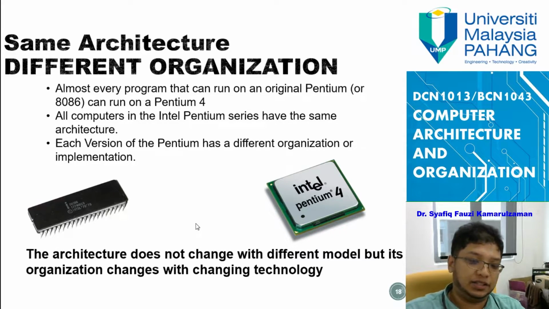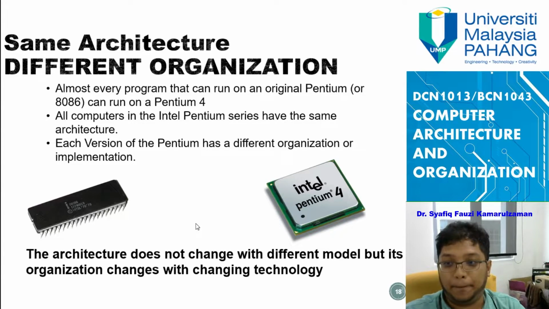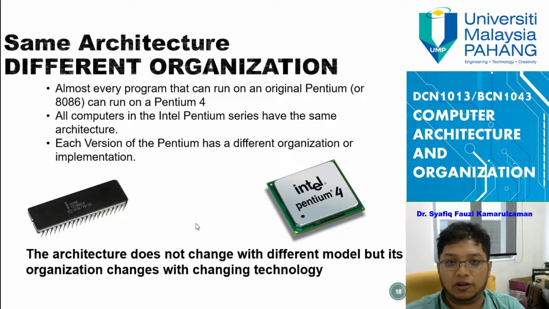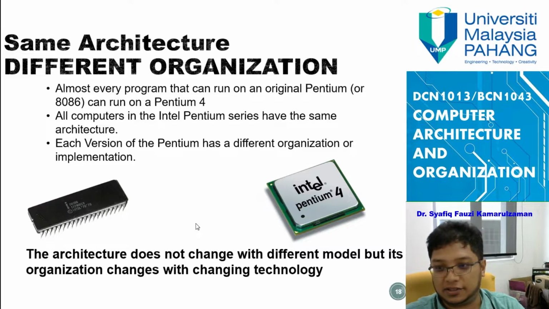So architecture usually doesn't change with different models, but its organization changes with the changing of technology. These days electronics are getting cheaper, and getting cheaper means better performance. In the near future we might have a different kind of architecture, involving, for example, quantum computing. I'm sorry, not cloud computing, it's called quantum computing. So this one is a concern for the future, unless they have a stable build already.